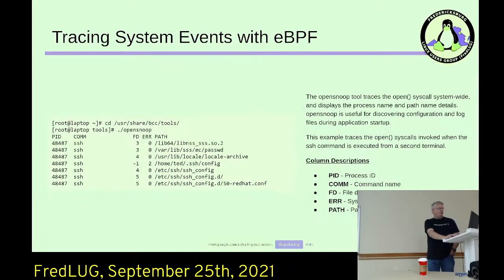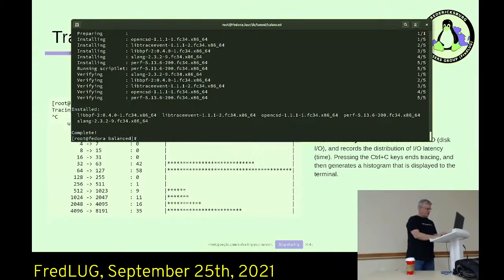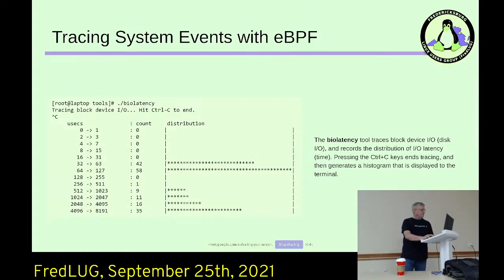So exec snoop, open snoop, and then another one that comes with it is basic input output latency, or bio latency. And that traces block IO or disk IO and records the distribution of IO latency and time. Let's try this one actually. And I don't have it installed for some reason. Okay, so we'll ignore for now, but go through the slide deck later on, see how it works.